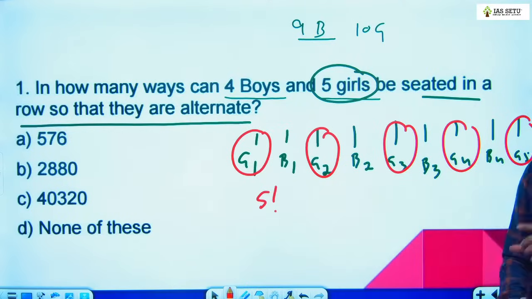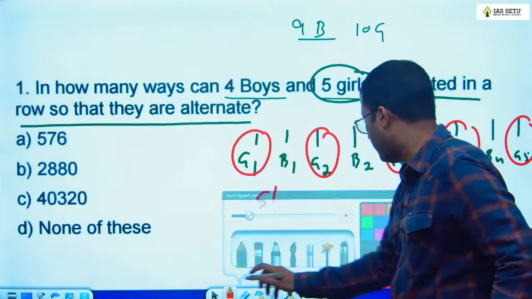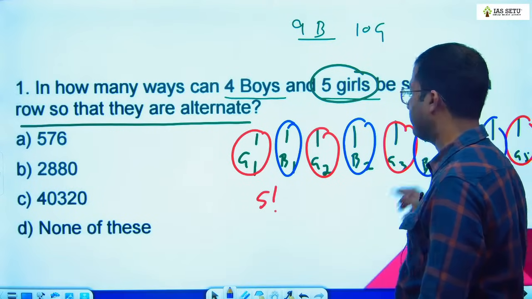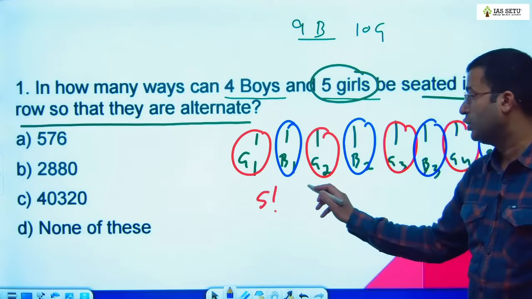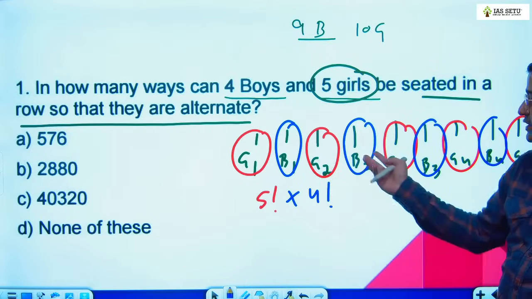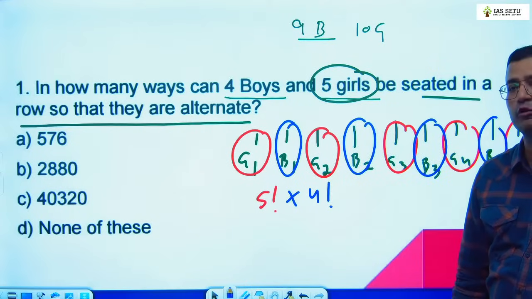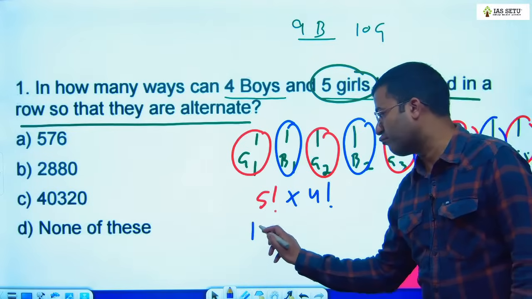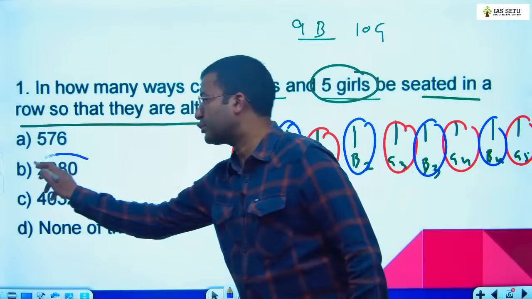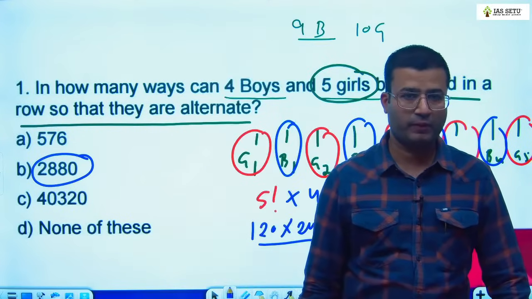And we have fixed positions for boys. Here at these positions B1, B2, B3, B4. So 4 boys, so here into 4 factorial, because they can change their position in how many ways? 4 factorial. So it is 120 into 24. Our answer is 2880.